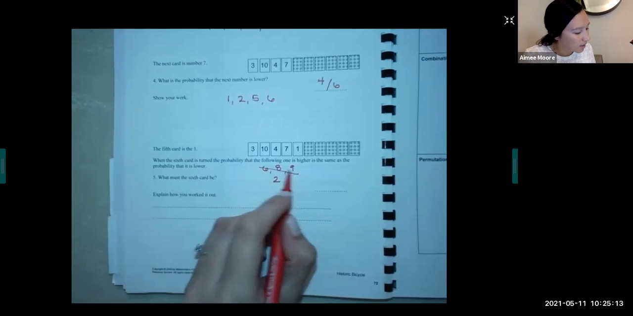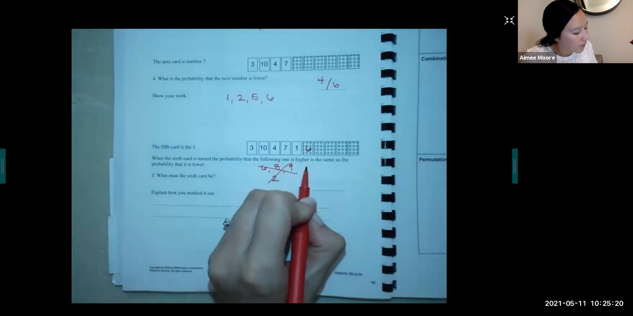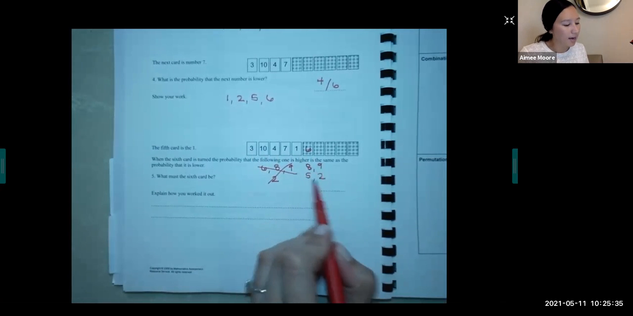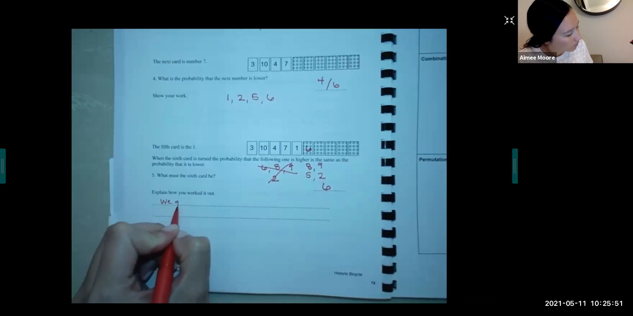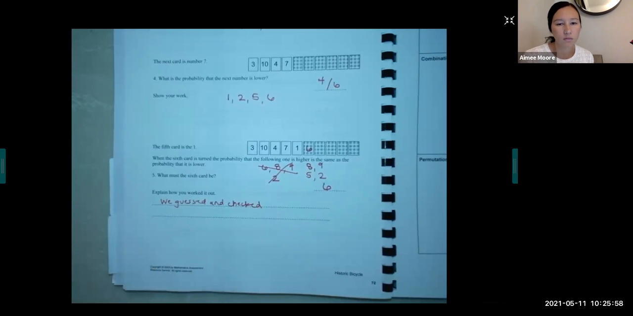So let's try 6. So what if we put a 6 here? So then the options for it to be higher, well, it already has 7. So higher would be 8 or 9, and then there's 10. And then lower than 6 would be, we haven't flipped a 5, 4, 3, and we haven't flipped a 2, and there's a 1. So now there would be 2 higher and 2 lower. So then that means that our sixth card must be 6. So it's really just guessing and checking. Okay, any questions on number 5?